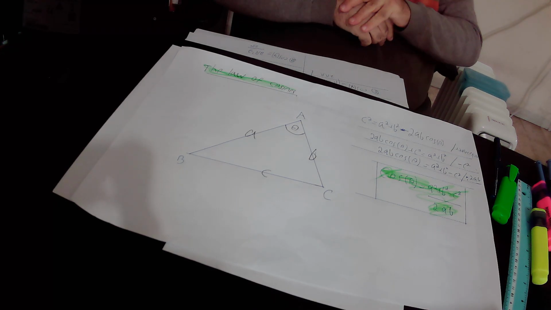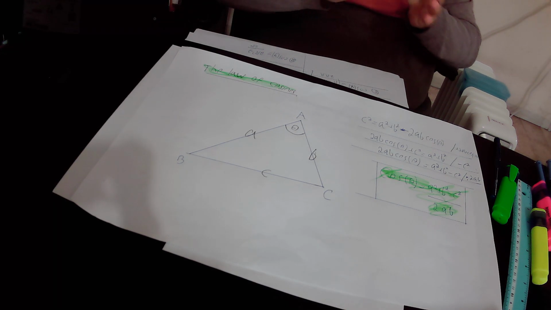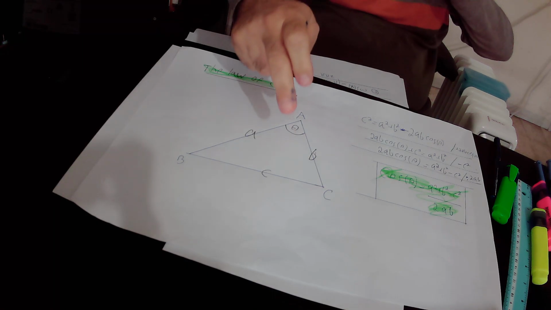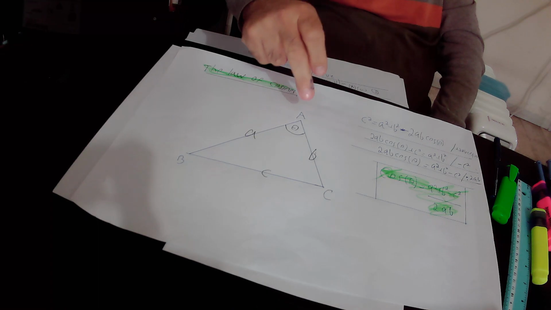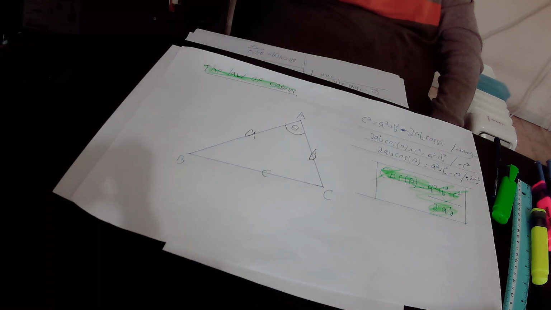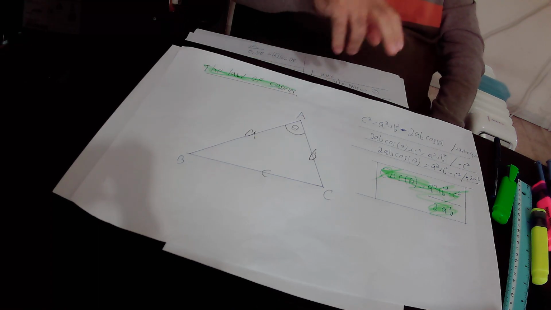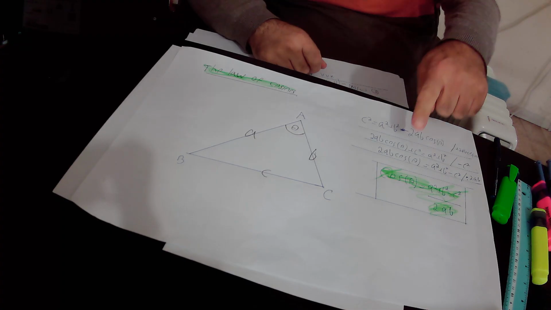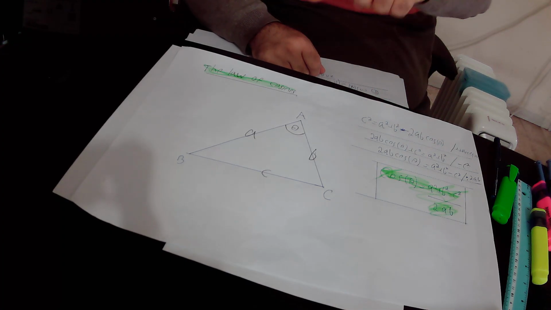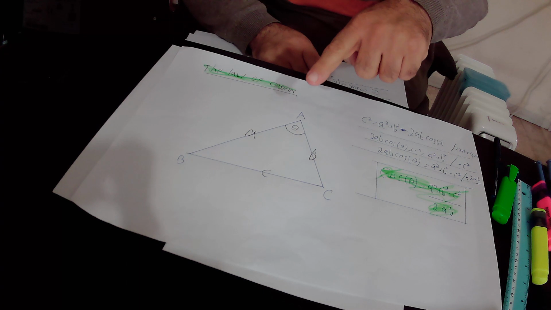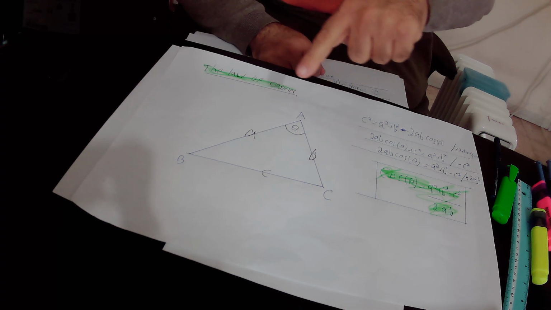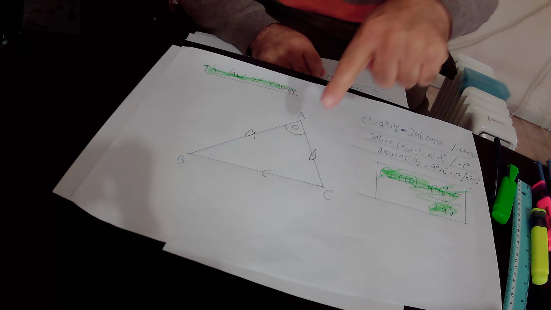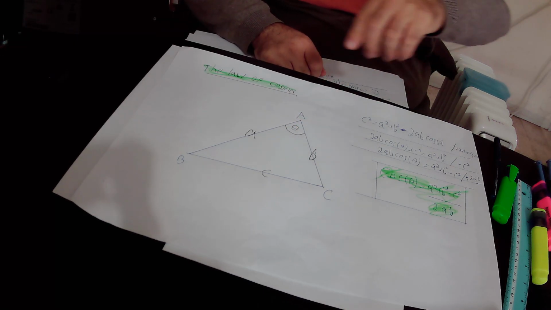So, according to the law of cosines, the following equation is true: C squared equals A squared plus B squared minus 2 times A times B times cosine theta. And from this equation, it is very easy to arrive at this equation: cosine theta equals A squared plus B squared minus C squared over 2 times A times B.